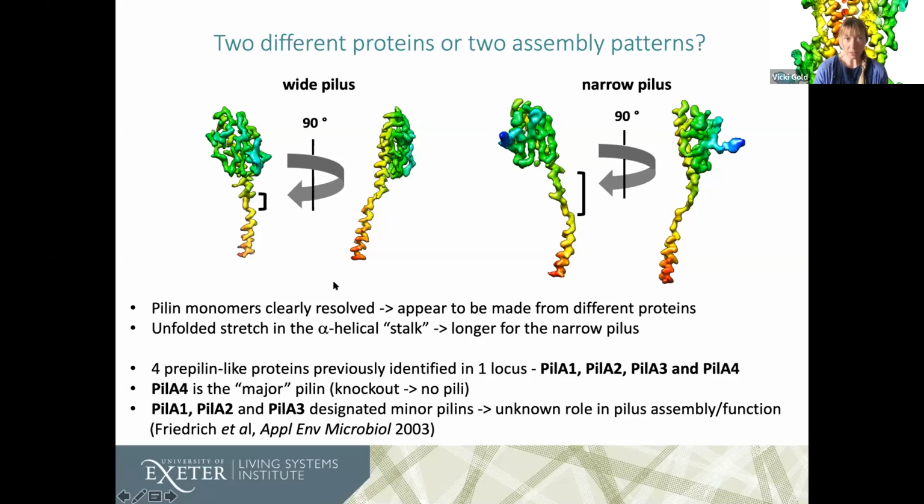And our collaborators had shown in the past that there were 4 pre-pilin-like proteins previously identified in Thermus in one locus. These were called pili 1, 2, 3, and 4. Pili 4 was designated as the major pilin because when it was knocked out, cells didn't express pili anymore. And pili 1, 2, and 3 were designated as minor pilins with an unknown role in assembly or function and not necessarily a structural role.